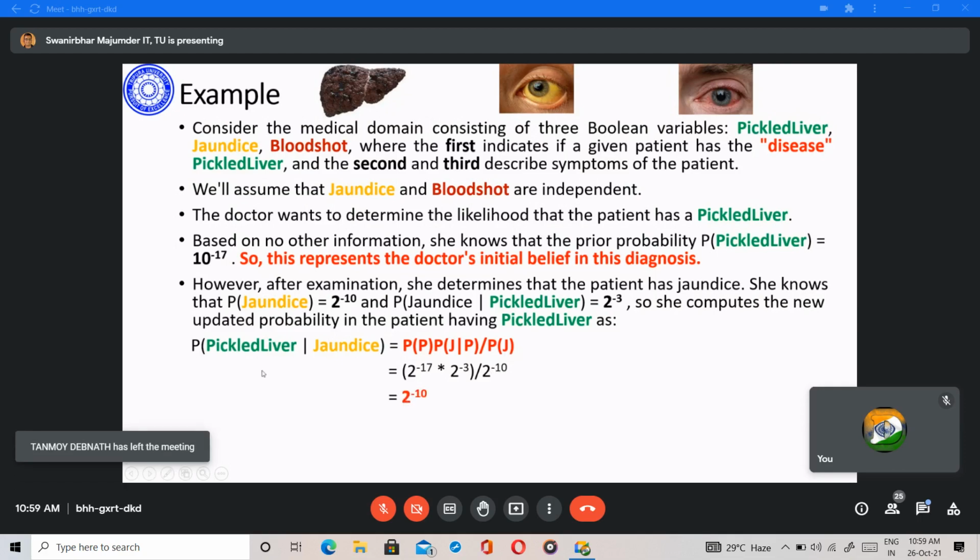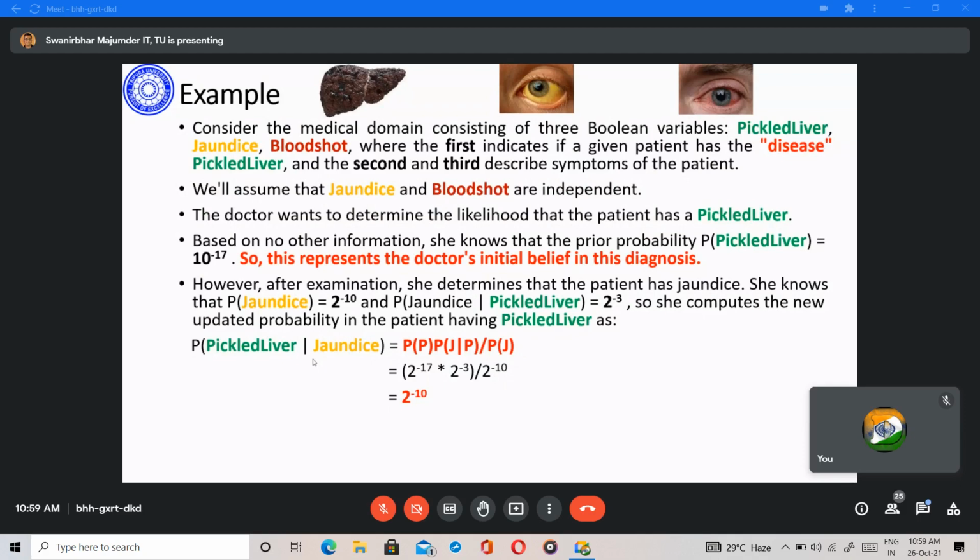So the conditional probability of pickle liver with respect to jaundice is 2 to the power minus 10. Okay, so the probability has increased from 2 to the power minus 17 to 2 to the power minus 10. Clear how it has increased?